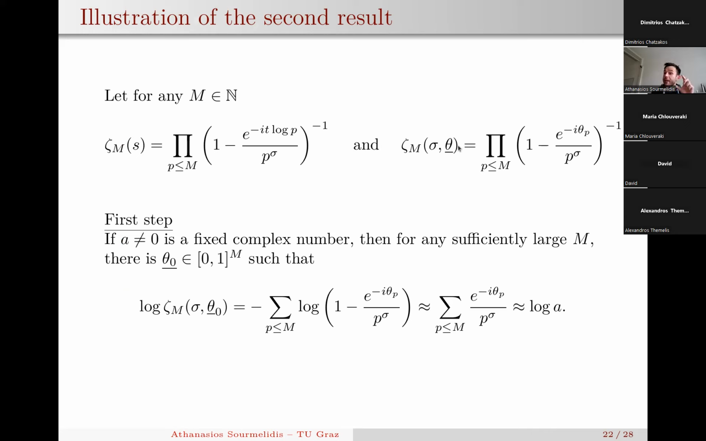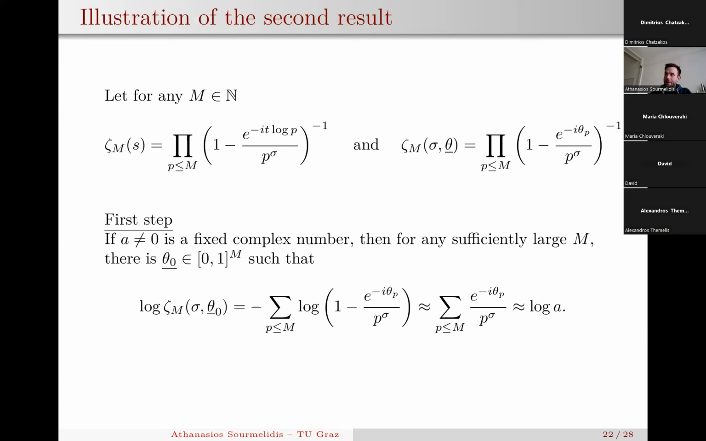also associated with a vector of real numbers. So instead of having sigma plus it, you have sigma and a vector of real numbers, which twist your factors. And Bohr proved first that if you take a complex number A which is not zero, then for any sufficiently large integer m, there is a vector of real numbers in the unit cube of dimension m, such that the logarithm of this truncated Euler product, which is of course minus the sum, just basic calculations, minus the sum of the logarithms, and then you take the Taylor expansion of this thing, and you basically have that this behaves like this, is close to the logarithm of A.